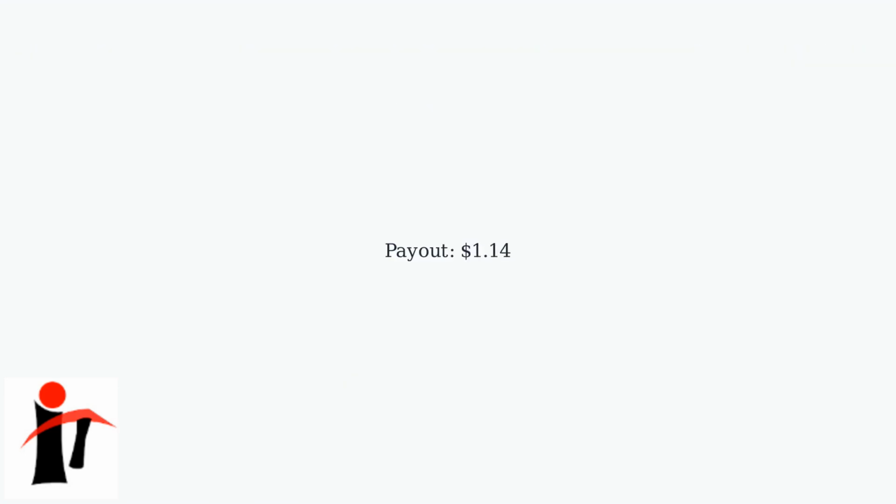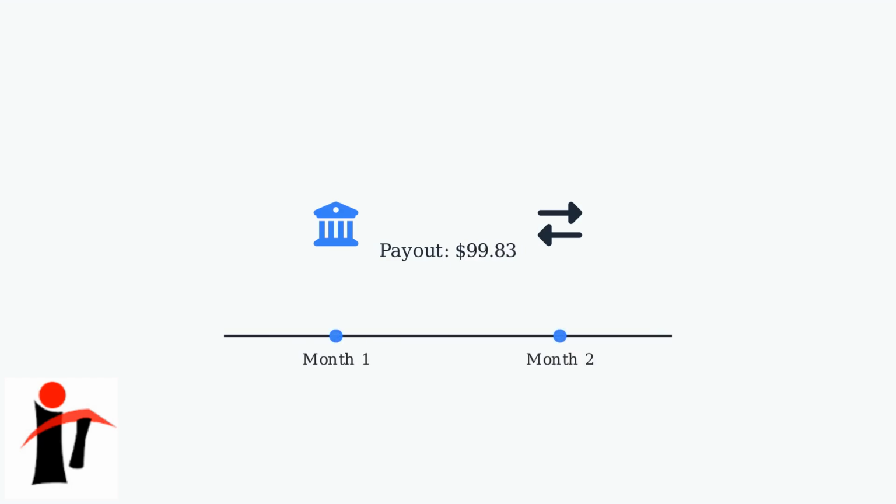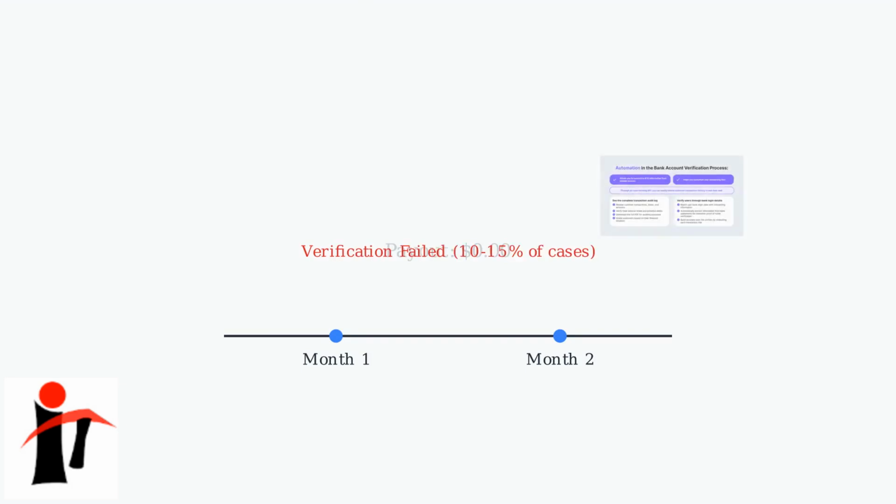To ensure a smooth transition and avoid payout disruptions, complete the bank account replacement process well before your next scheduled payment. Allow at least 1 to 2 months for all pending payouts to clear from the old account. Always double-check that the new account details are correct to prevent verification failures, which occur in about 10 to 15% of cases due to mismatched information.